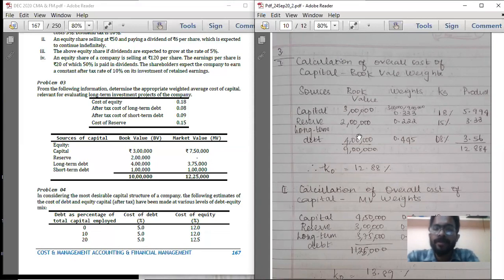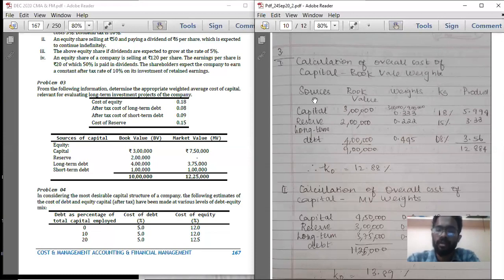Record problem number 3. Below that, statement number 1. Calculation of overall cost of capital, that is KO, within bracket, KO hyphen. First we will calculate using book value, then we will calculate market value. So hyphen book value weights. They have given different values for each capital, so we should calculate the weights. So hyphen book value weights. First you are doing using book value.